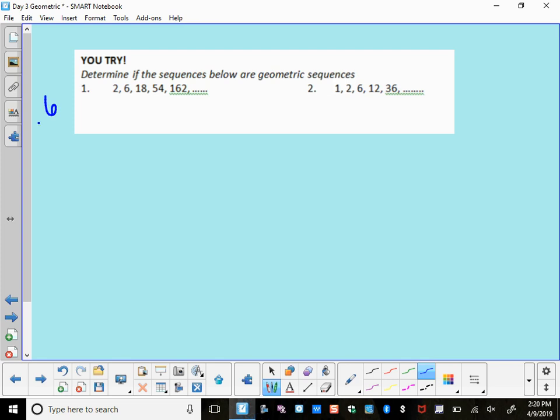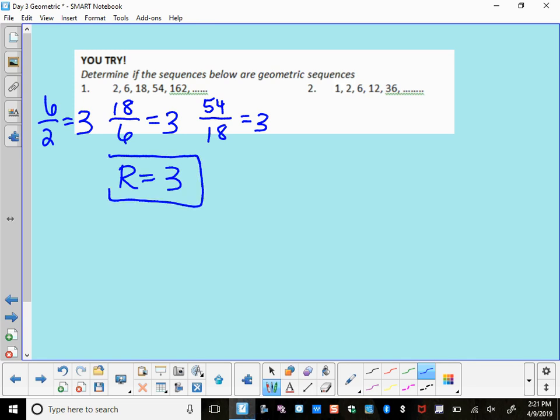I'm going to divide. 6 divided by 2 gives me 3. Then 18 divided by 6. I'm just taking a number and dividing by the one in front of it. That gives me 3. 54 divided by 18 gives me 3. What's my common ratio? 3. Someone else asked, can I just say that we're multiplying by 3? Yes. If you can see from 2 to 6 to 18 to 54, we're multiplying by 3. There's your ratio.